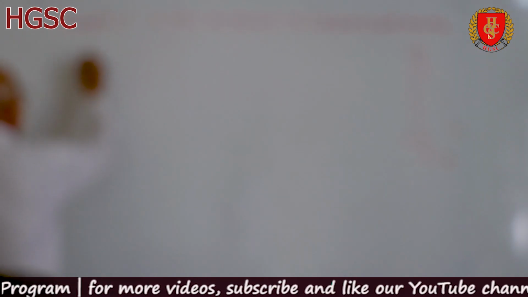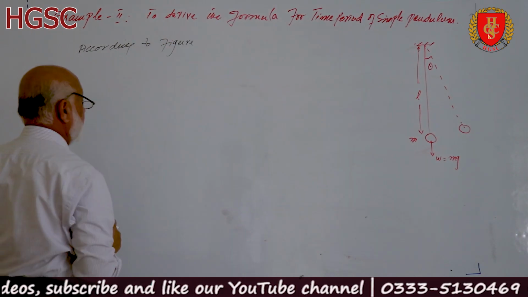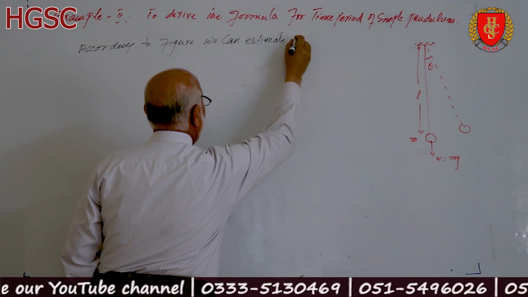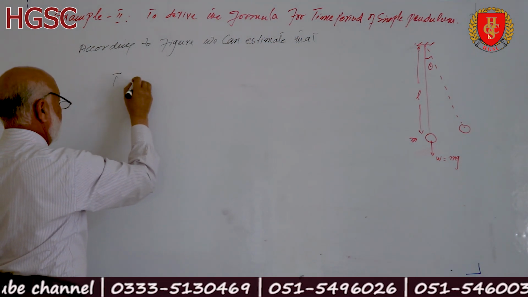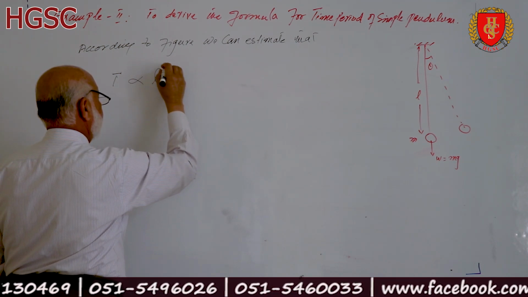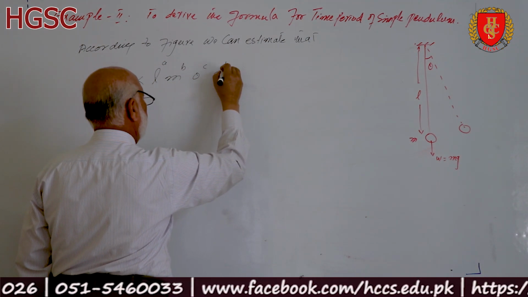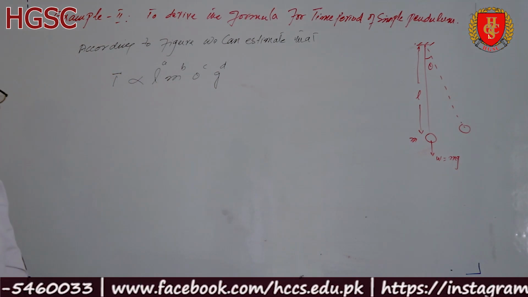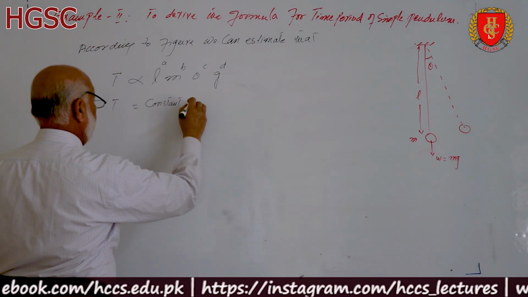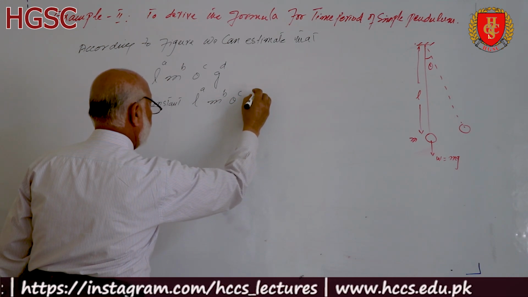So time period, according to the figure, we can estimate that time period is directly proportional to length, mass, theta and g, acceleration due to gravity. Then this is equal to constant times length, m, theta and g.